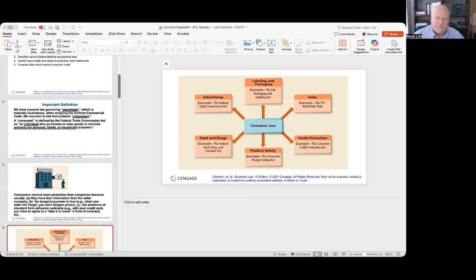Advertising has to be fair. We're going to talk about that. Labeling and packaging. Go buy food and notice the label on there that has to tell you what's in there and even the nutrition content. Sales, we'll get into that. Credit protections to you if you owe somebody. We'll also talk about product safety and food and drug labeling.